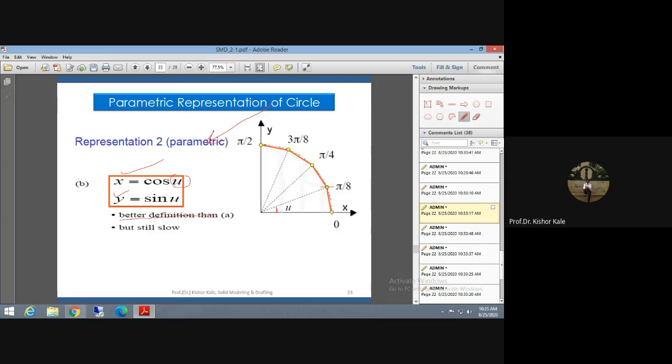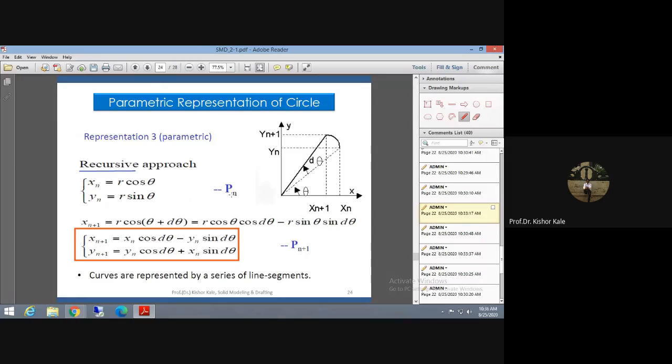So the value of x would be 1 here. Accordingly, the x value will change here. Now the y value, if you put the angle, it will go here. But again you find this is not uniform. It seems to be uniform, but it is very slow. A lot of calculations are required. So actually you will find this is represented by this recursive approach.